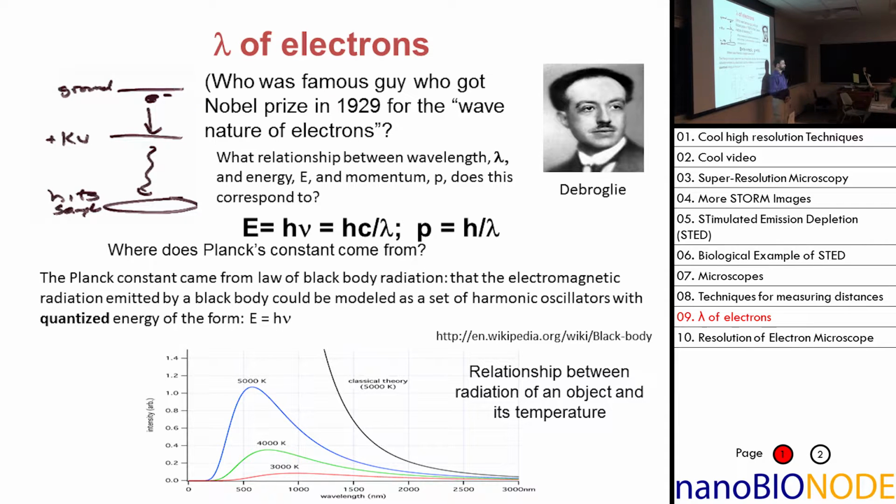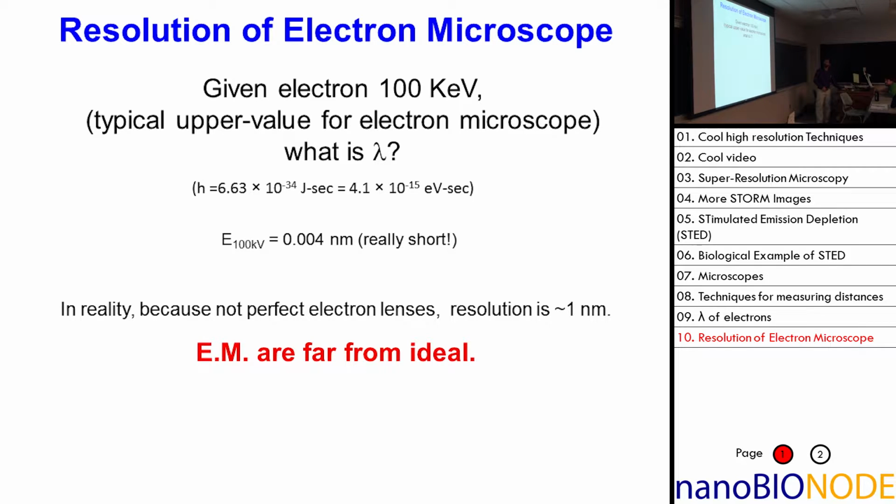What's that? QV, V being the voltage. So generally you have, let's say, 100,000 electron volts. So what is lambda? And H is this value.